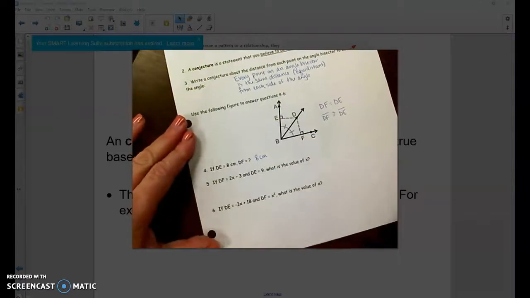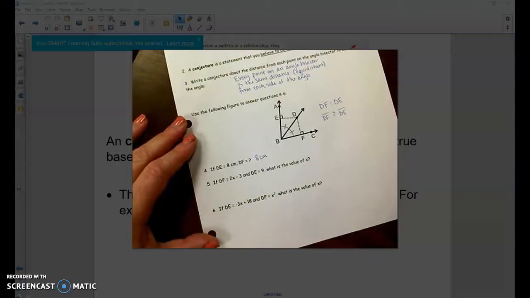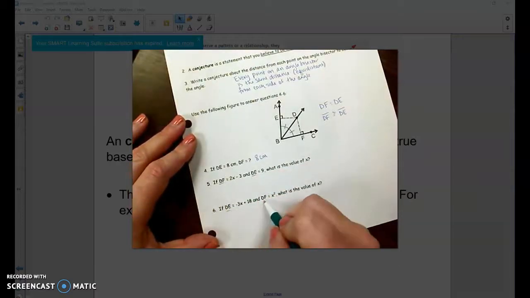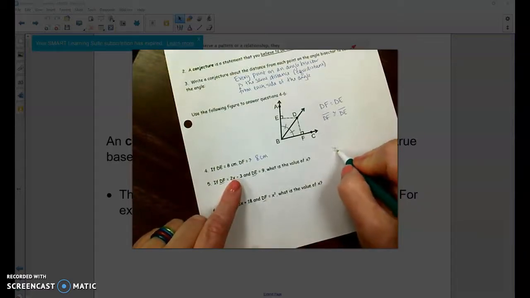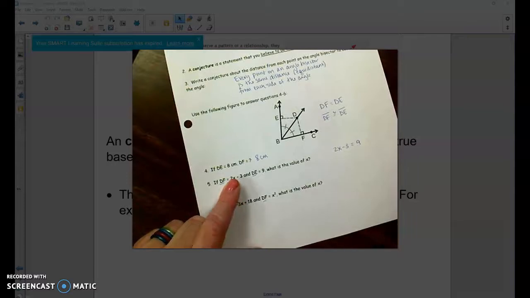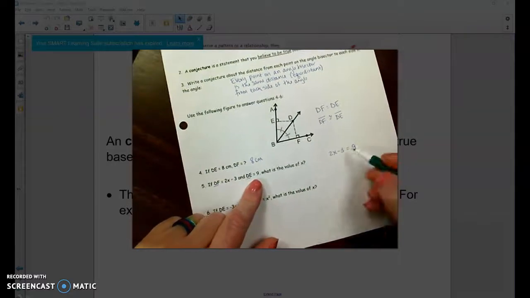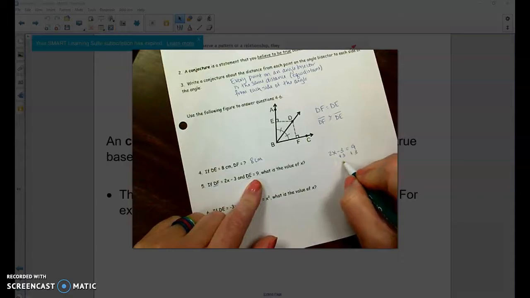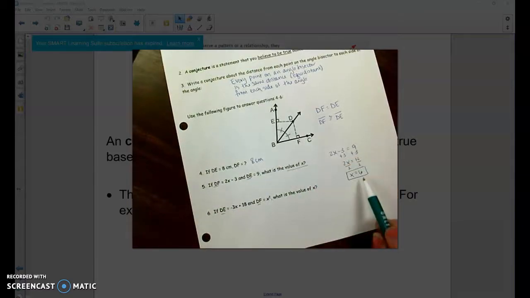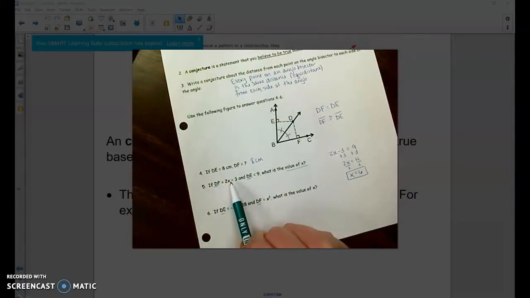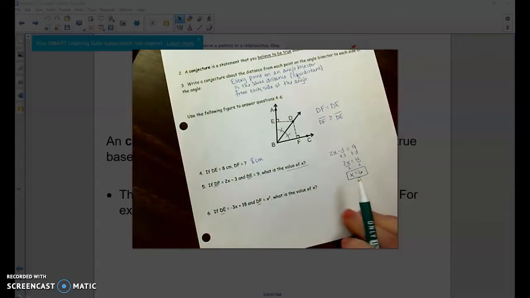Now, number 5 and 6 throw a little bit of algebra into this geometry problem, but still, if we know DF and DE are equal, all that tells me to do is to set these things equal to each other to make equations. So for number 5, I would say 2x minus 3 equals 9. DF and DE are equal. So then I would just show my work to solve that equation, adding 3 to both sides, and then dividing by 2, I get x equals 6. That's all it asked me to do on this problem, but you could definitely check it by putting it back in to make sure that DF is 9 just like DE was. So if I put 6 in for x, 2 times 6 is 12, minus 3 is 9. So that just lets me know that's correct.